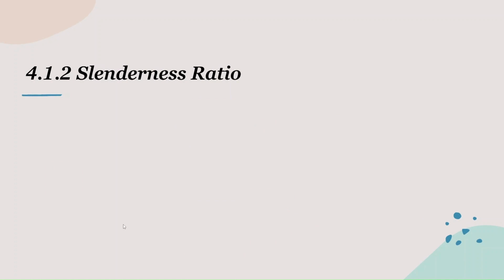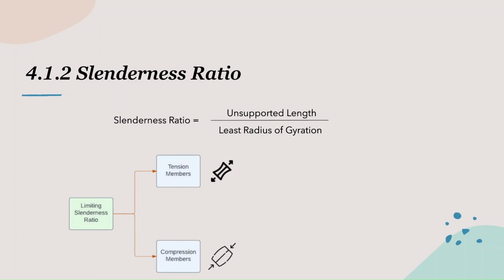Slenderness ratio. According to the definition, the slenderness ratio of a member is the ratio of its unsupported length to its least radius of gyration. You might ask, why do we need to use slenderness ratio? Or where is it used in the design? Well, the value of this ratio is limited for tension and compression members, meaning there is a maximum value prescribed by the AISC that we cannot exceed.